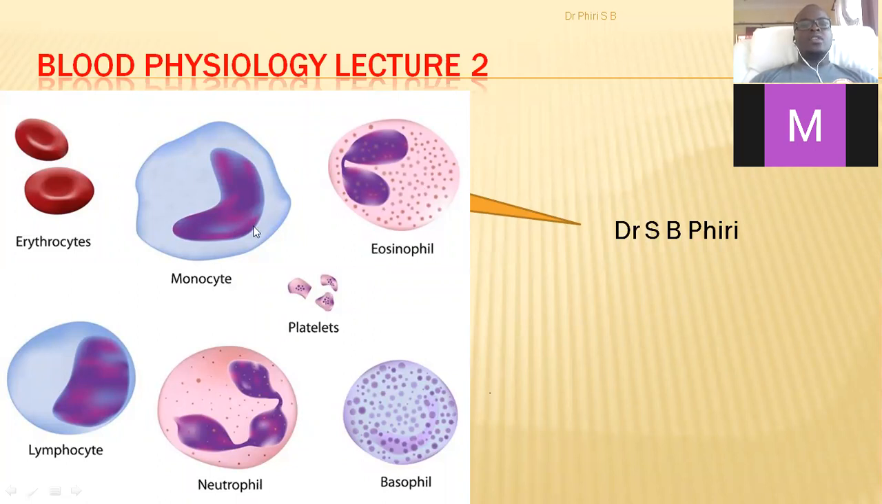Then the agranulocytes, you have two major types. You have the monocytes that later on will become macrophages when they migrate to the tissues. Then we also have lymphocytes, and the lymphocytes are the ones that will differentiate into B lymphocytes and T lymphocytes. So that we are also going to discuss later on.